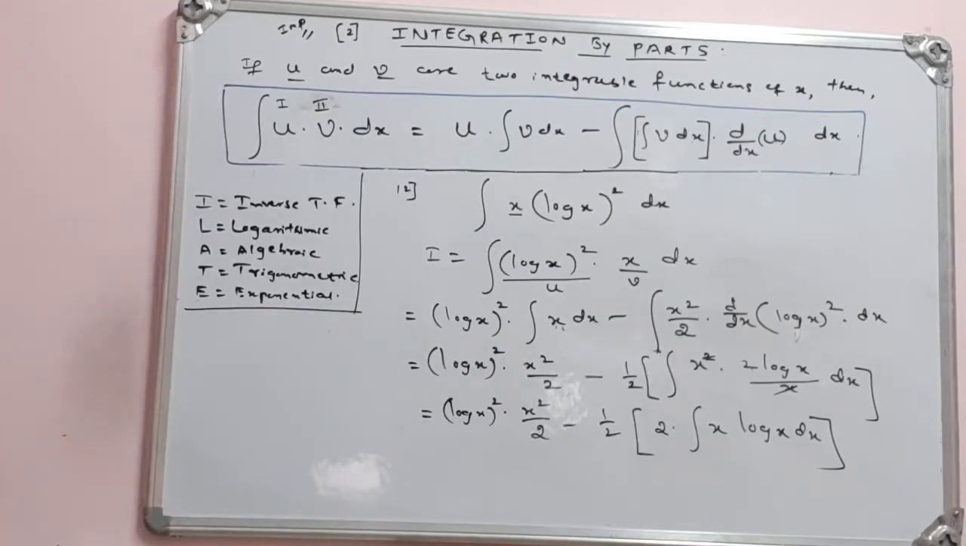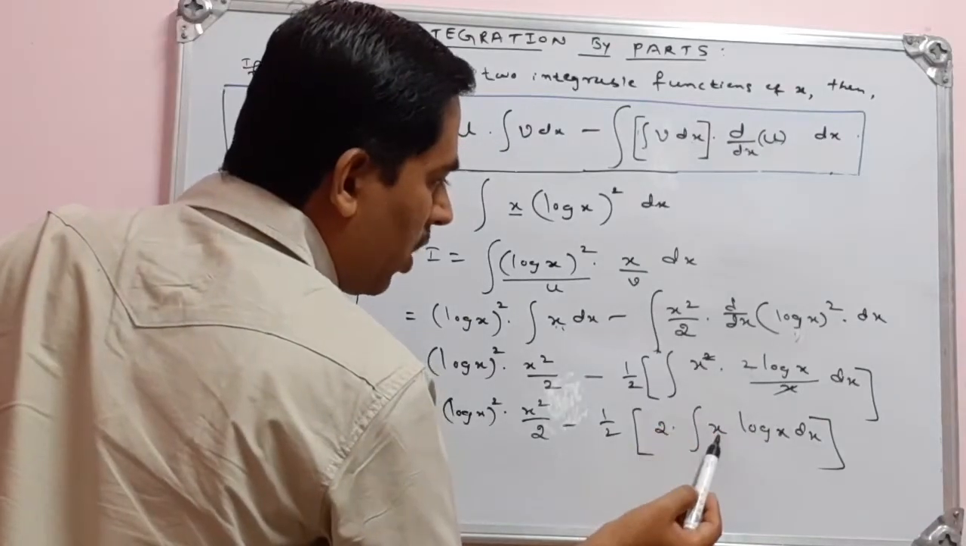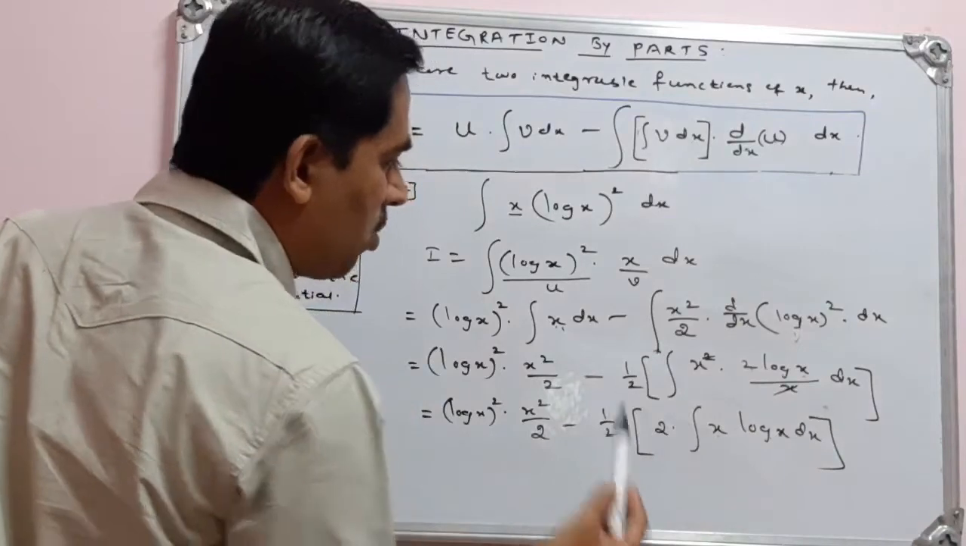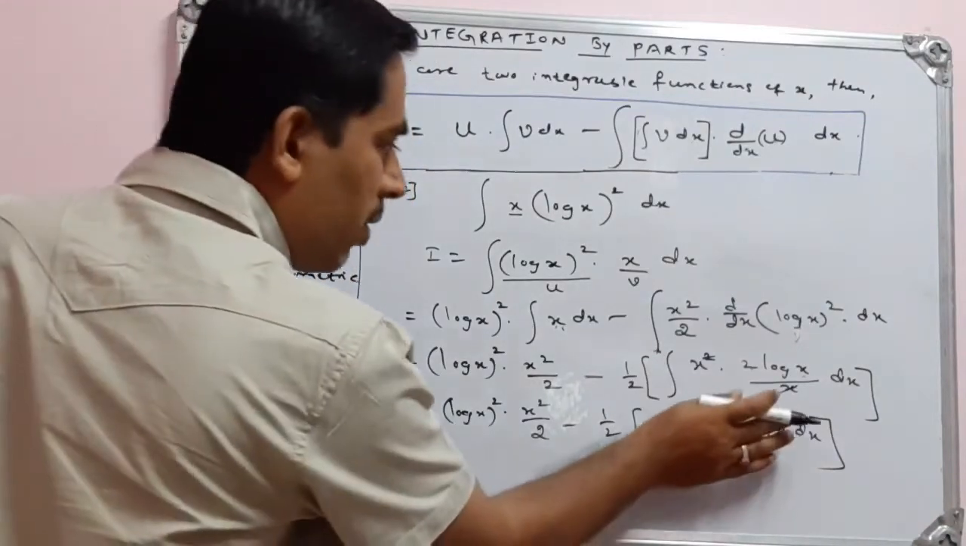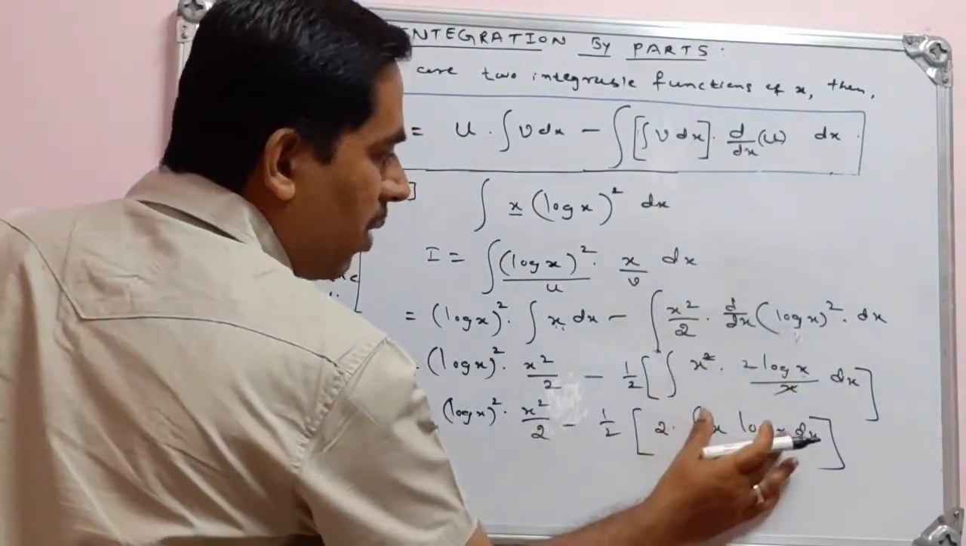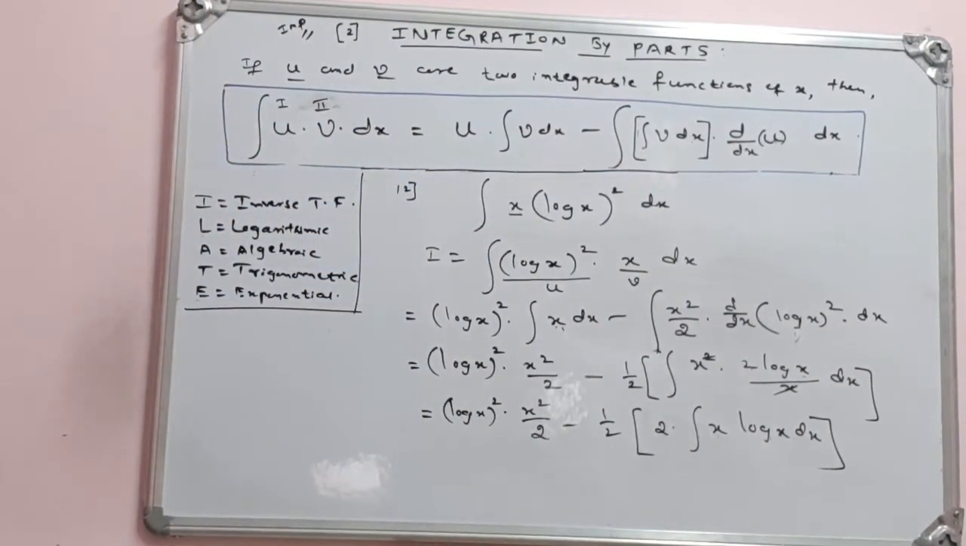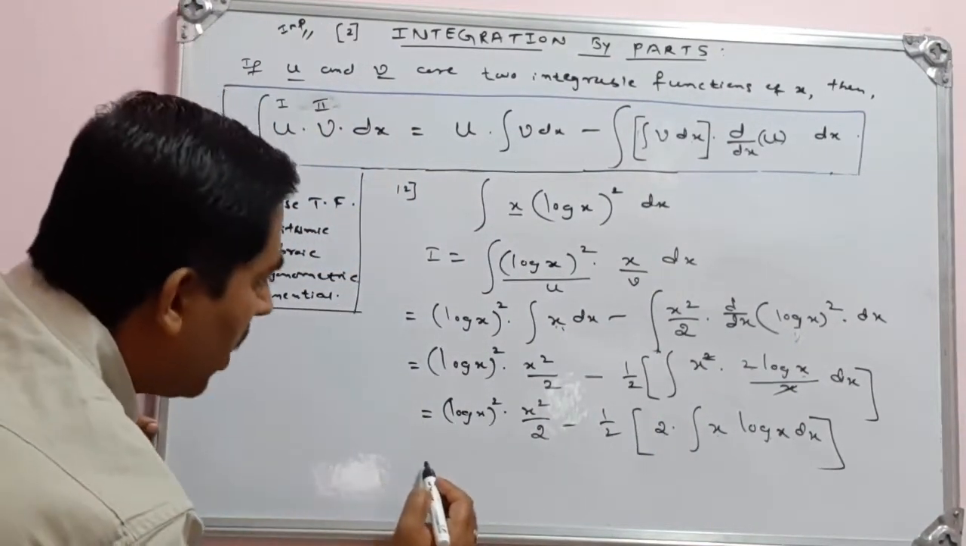Observe it. Observe the step. See, I have cancelled 1 x here. So I got x. Then log x is left over. Then I have taken this 2 outside. Half is outside here. So once again, this inner quantity inside this bracket, I have to integrate again. Let me write one step here only.